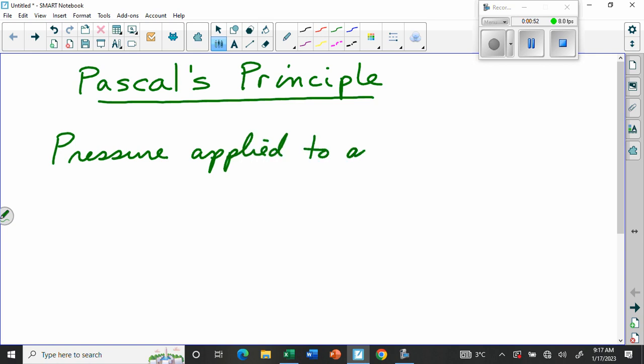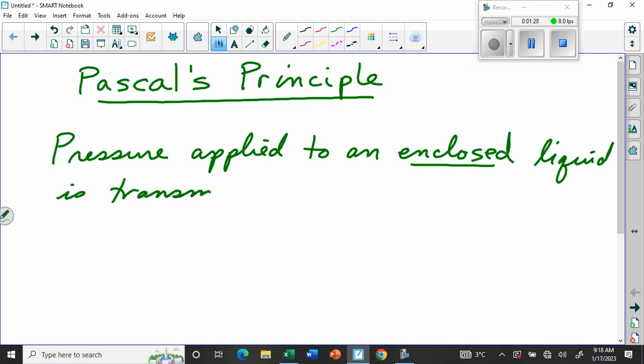to an enclosed liquid. It has to be closed in, because otherwise if you put pressure on a liquid that's in an open container, it'll just splash right out of the container. So you have to have everything closed in so that the liquid has nowhere to go, right? That's kind of the idea. You cannot pressurize a liquid unless it's closed up. It'll just slosh out wherever you have an opening. So an enclosed liquid is transmitted equally through the liquid.